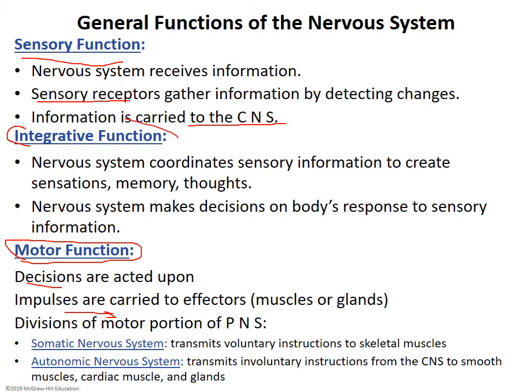But this integrative here in the middle, this is kind of the cool thing, and this is generally going to be the central nervous system. The integrative function is what's going to take that sensory information and create a sensation, a memory, and a thought. We're going to have a sensation, and inside our nervous system, we're going to have memories of that sensation, and then we're going to produce thoughts of what we want to do. Is that something we like? Is it something that is pleasant and we want more of? Or is it something we want to get away from?